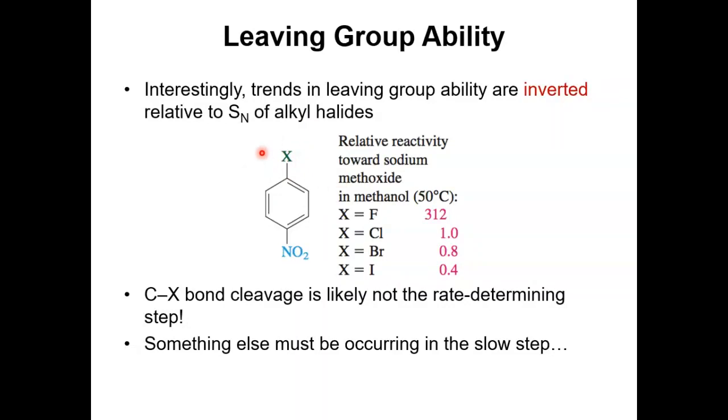The interesting thing you see is that the reaction rate does vary with the type of halogen. When the halogen is fluorine, the relative rate is 312. When the halogen is chlorine, that's the reference, with a relative rate of 1. When the halogen is bromine, the rate is a bit slower. Then when the halogen is iodine, the rate is even slower.